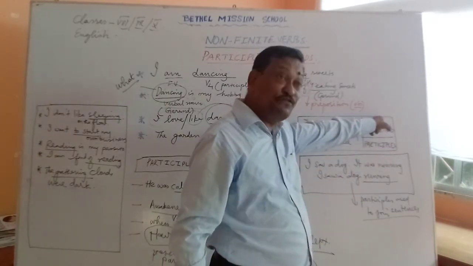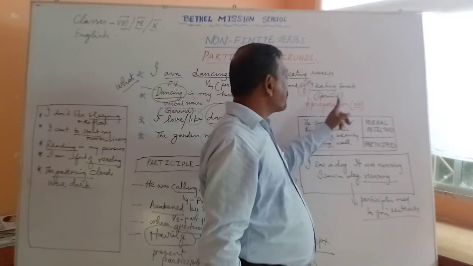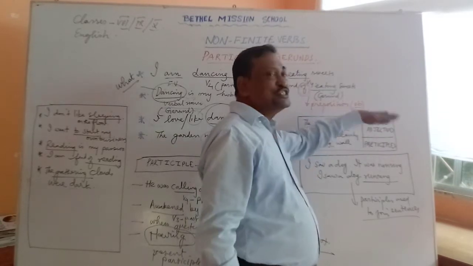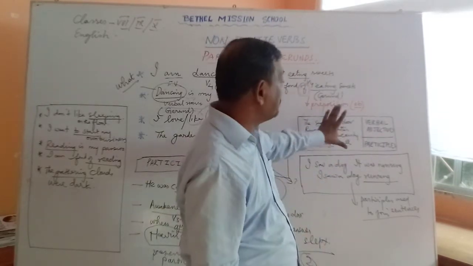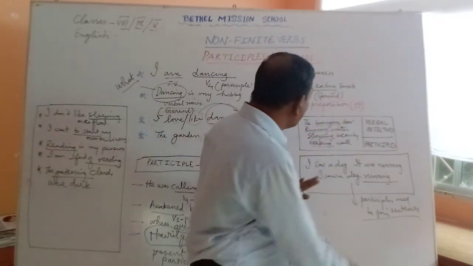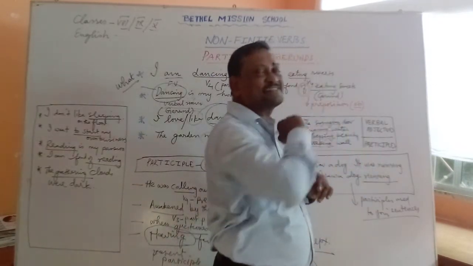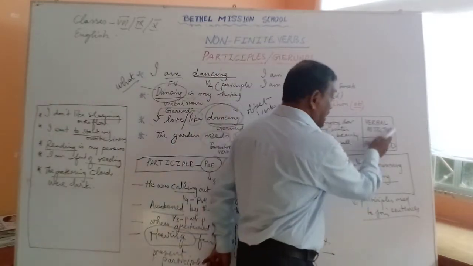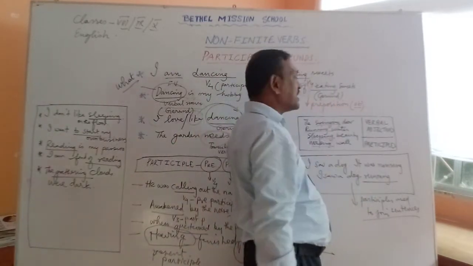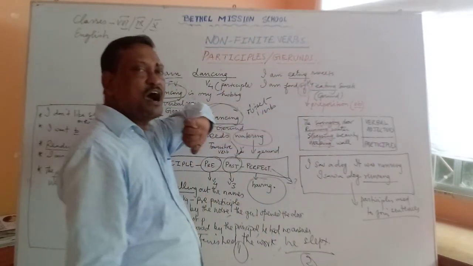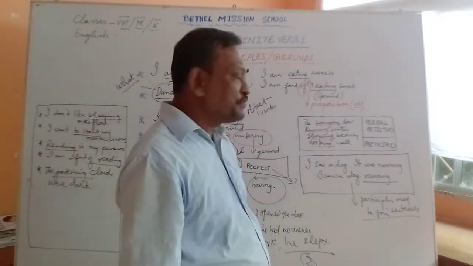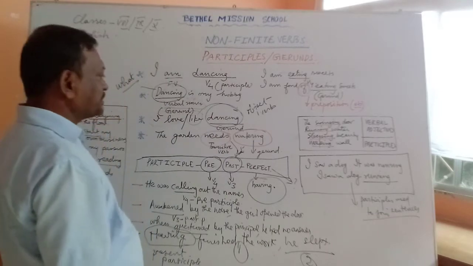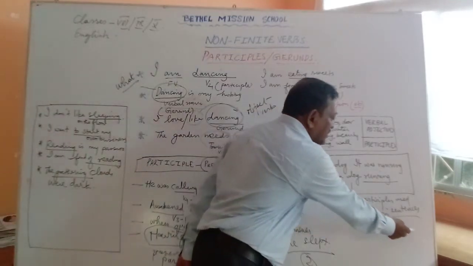Participles can become verbal adjectives when they perform the qualifying job of a noun. This has to be kept in mind. So these are also non-finites. Participles, obviously they are non-finites. Verbal adjectives, when they function as verbal adjectives, again they are said to be part of non-finites. Right. Now look at this.